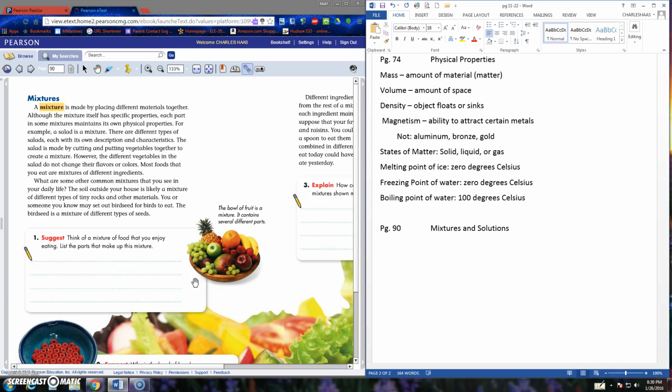And we're still finishing up the physical properties. Now we're looking at page 90, mixtures and solutions. I really miss doing mixtures and solutions. That was a lot of fun.